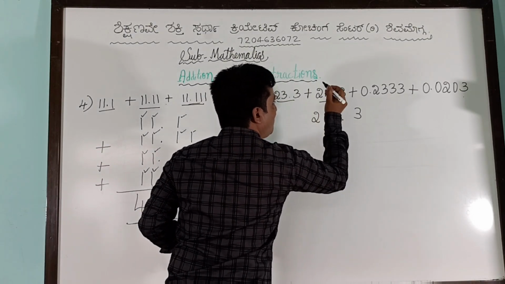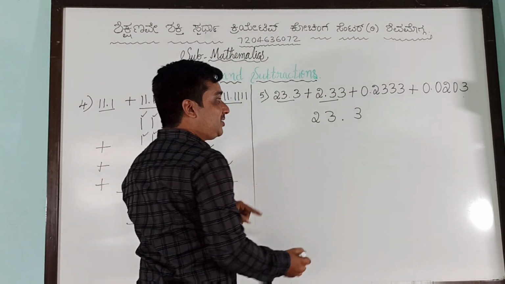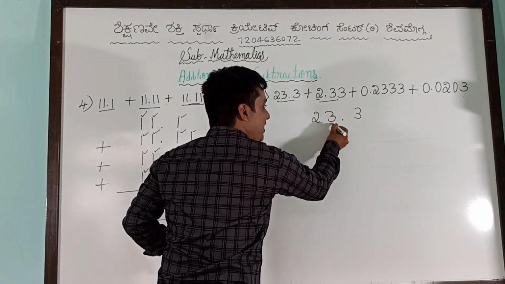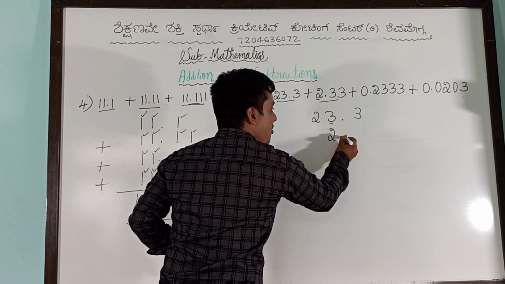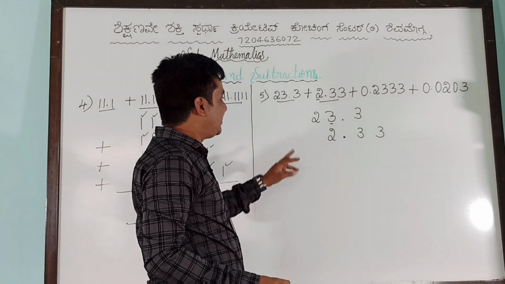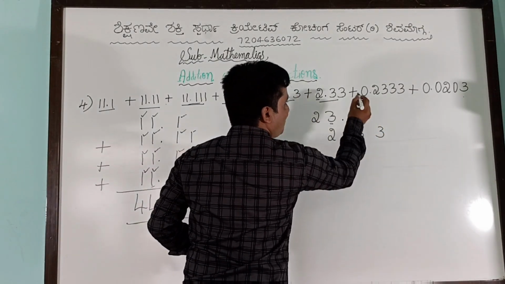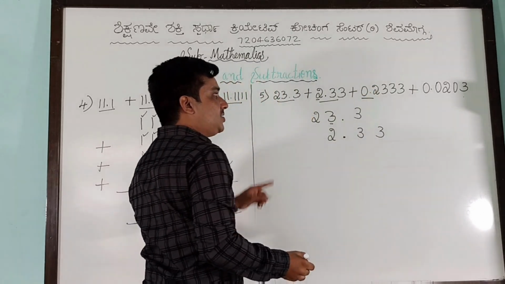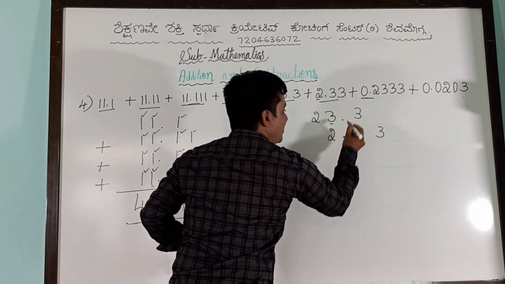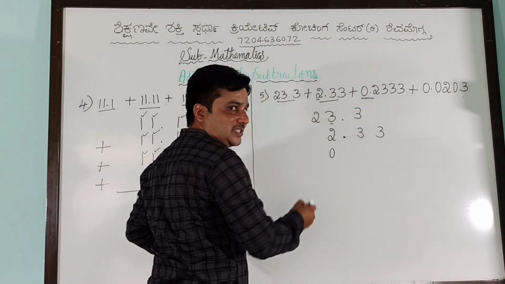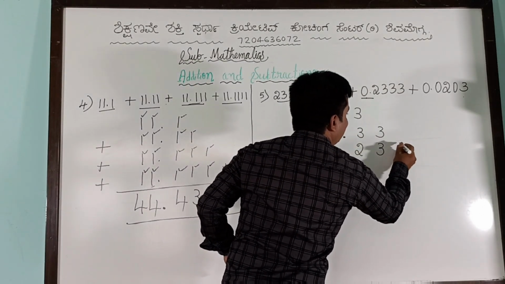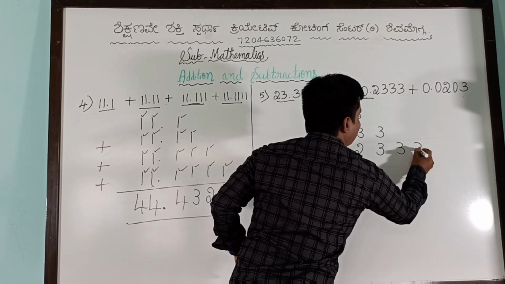Next, plus 2.33. Here see, 2 is in the unit place, so we have to write it under the unit place number. 2.33, like this we have to write this one. Next, this is over. Next, plus 0.2333 is there. Now here see, 0 is in the unit place, right, under the unit place 0. The point is there, point 2, 3 and 3.